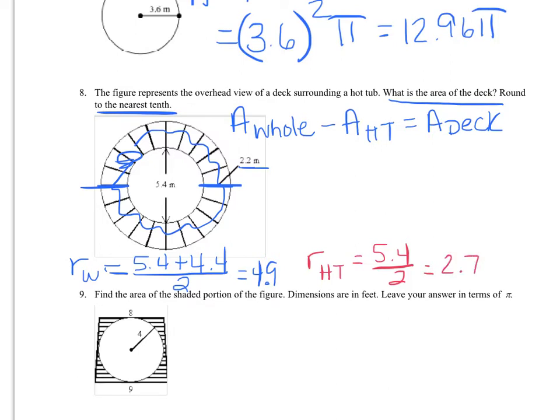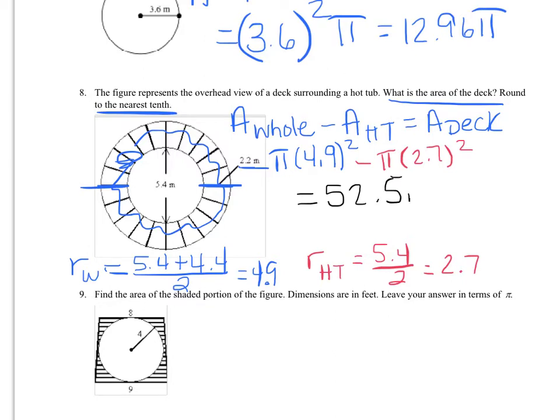So now the area of the whole thing is pi times 4.9 squared, pi r squared, minus the area of the hot tub, which is pi times the hot tub radius, 2.7 squared. And we're doing the nearest tenth, so we can put everything in the calculator, and hopefully, providing I typed it in right in my haste, you should get 52.5 meters squared.